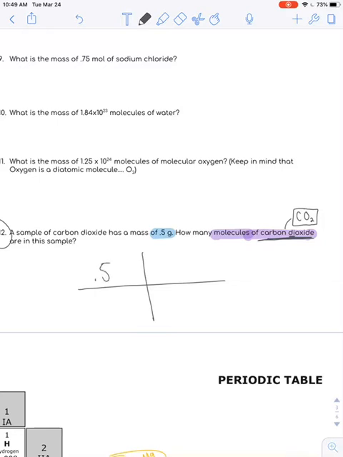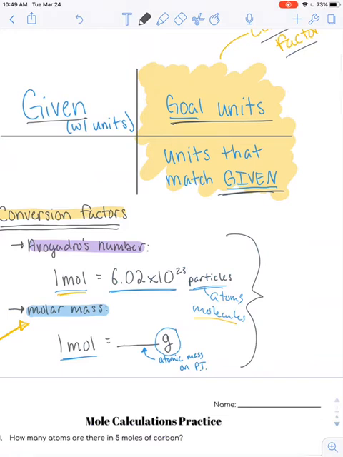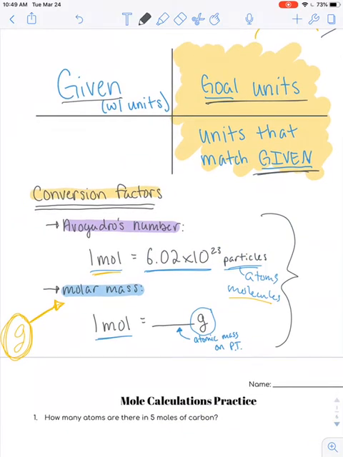0.5 grams is my given, and we want to know how many molecules of carbon dioxide are in this sample. Since we're figuring out molecules, we know we're going to have to use Avogadro's number. But the problem is, for this conversion factor, we're going from moles to molecules.